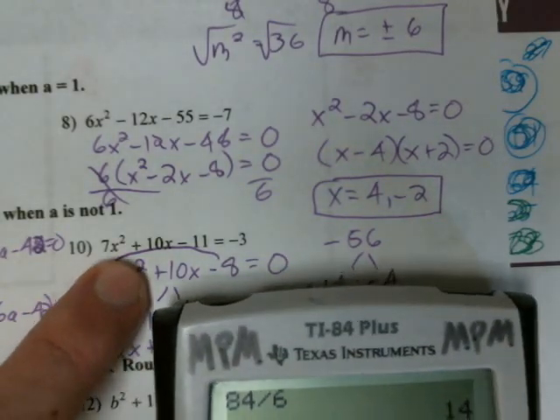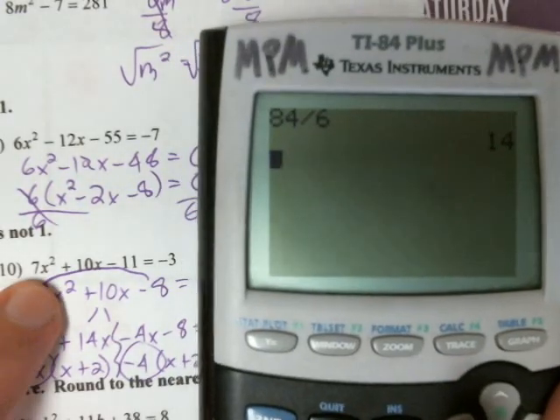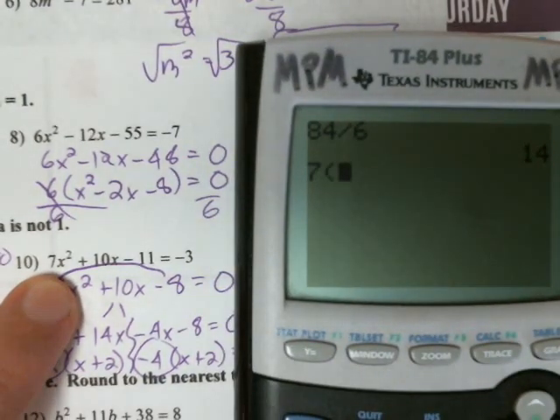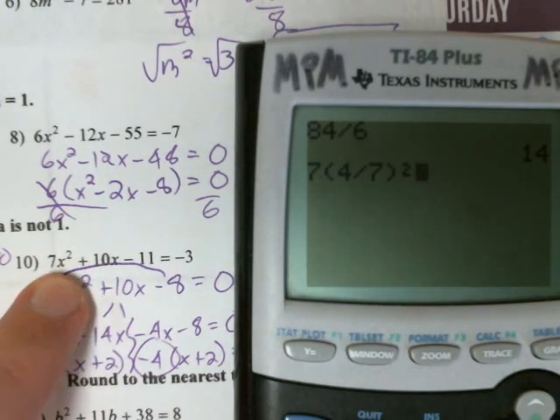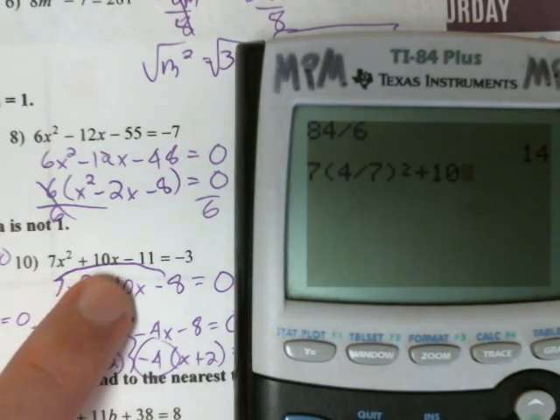Okay, so let's go back to our original problem. We think one of the answers is 4 sevenths, so let's check it. 7 times parentheses, 4 divided by 7 squared. I'm just plugging in 4 sevenths for x. Plus, now here I don't need parentheses because I'm just multiplying 10 times 4 sevenths. So the order of operations will take care of itself.